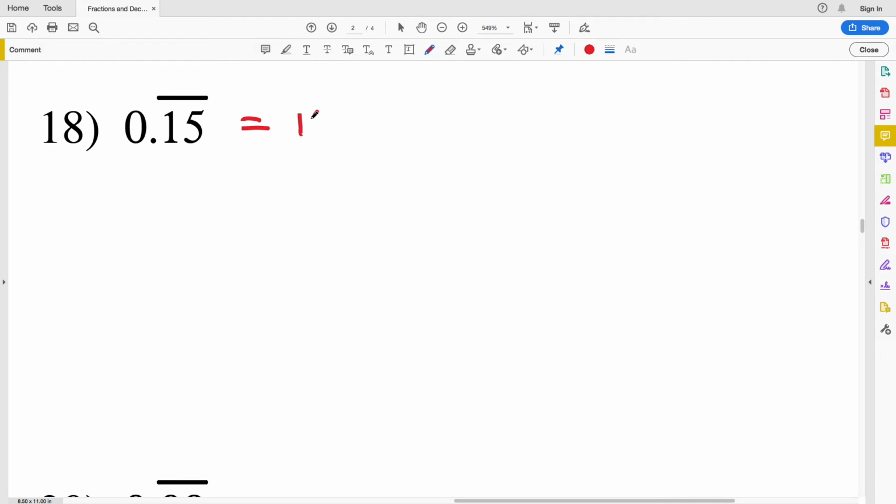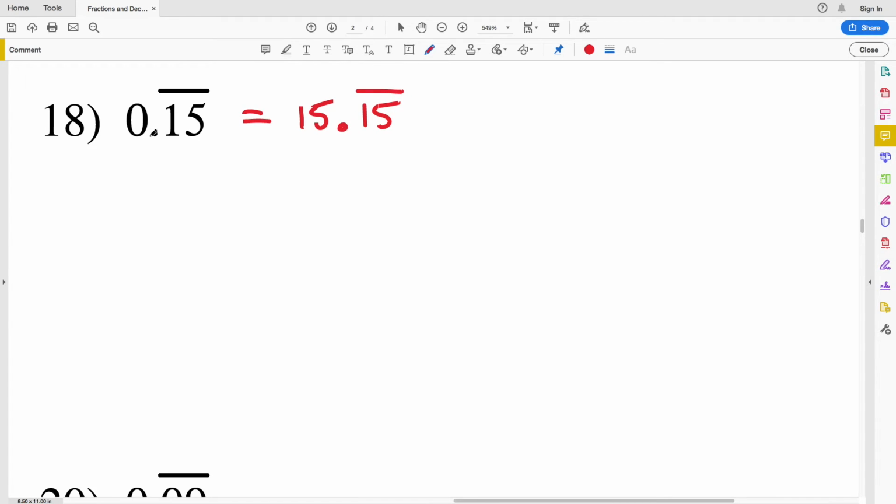So now I'm going to have 15.15 repeating. So in order to write this as 15.15, or 15 and 0.15 repeating, I moved the decimal place over twice, so I multiplied it by 100. So 100 times 0.15 repeating will give me 15.15 repeating.